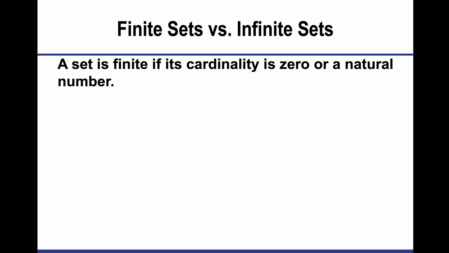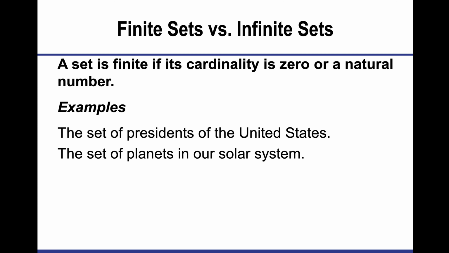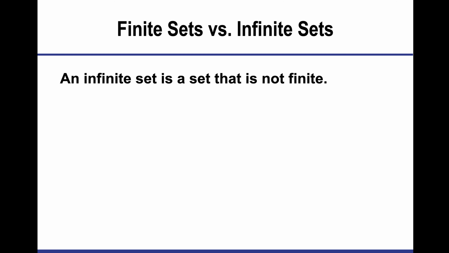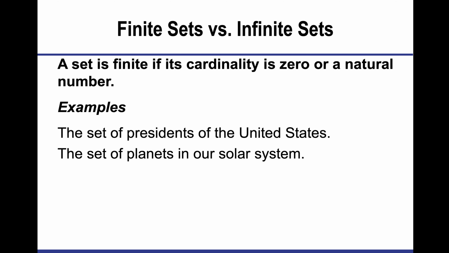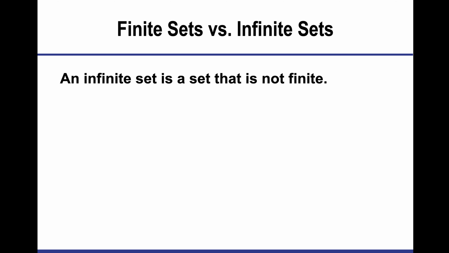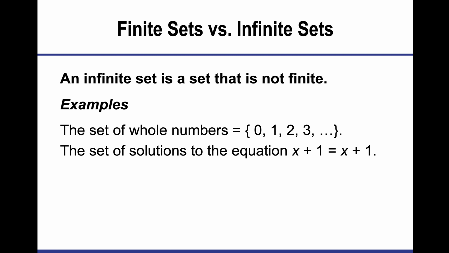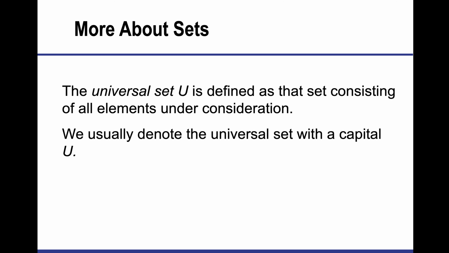A set is finite if its cardinality is either 0 or a natural number, a counting number. Here are some examples. An infinite set is not finite. That's where the ellipsis comes in. Or something like 2 equals 2, 3 equals 3, x plus 1 equals x plus 1. There's an infinite number of things that I could replace in there to get that answer.